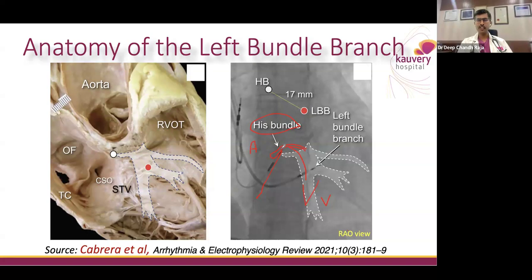Difference number one, the His bundle is a very focal structure, a small target, whereas the left bundle is a wide target. It's easier to get to the left fascicles because the left bundle branch is not a bundle. It's in fact like a screen there on the left side of the septum. Anything to add on, Dr. Crystal?